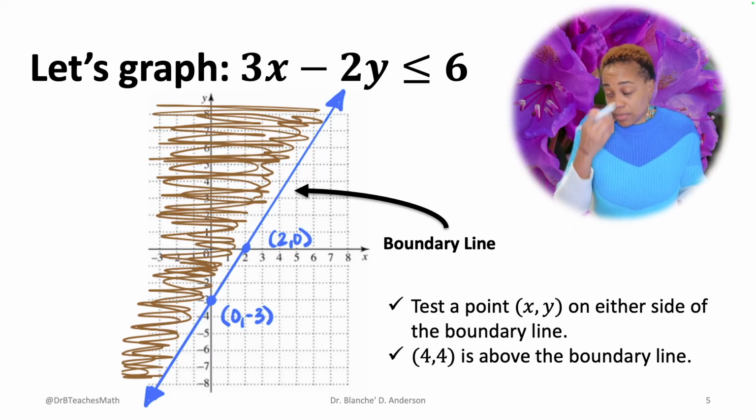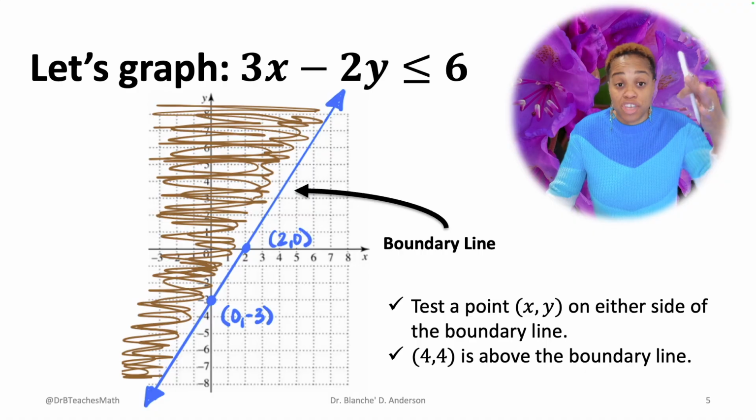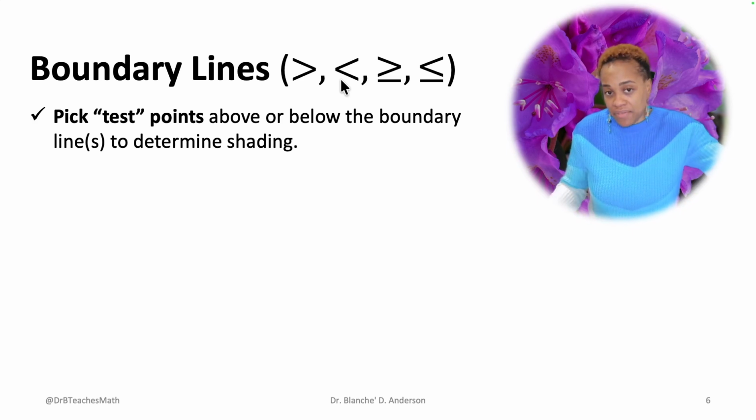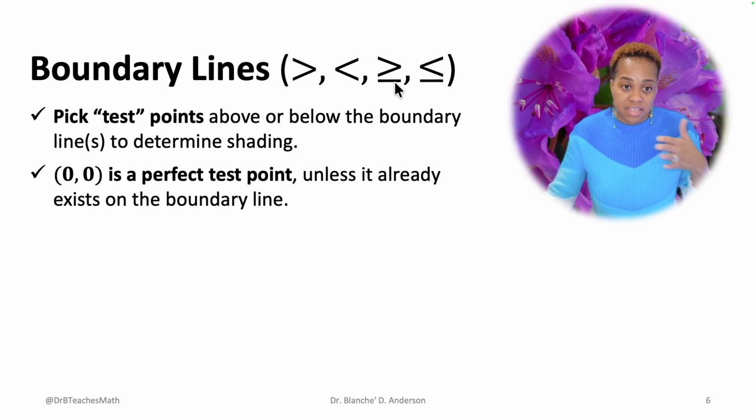So it's very similar to a system of linear equations, except this time we're going to shade where all of our solutions are. So your boundary lines are determined by the inequality symbols, okay? You pick your test points and they let you know if you're going to shade above the line or below the line. If your inequality has one of these, it's going to be a dotted line. If it has one of these, it's going to be a solid line.